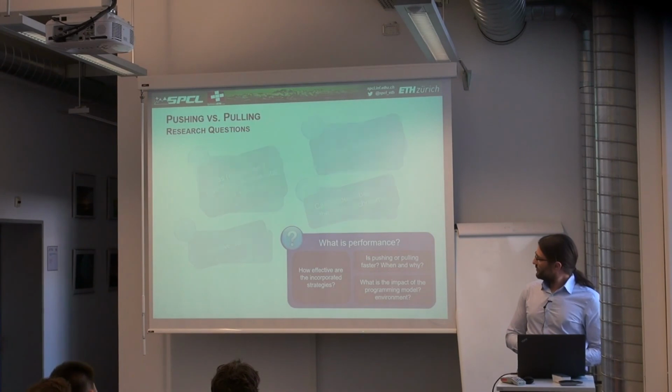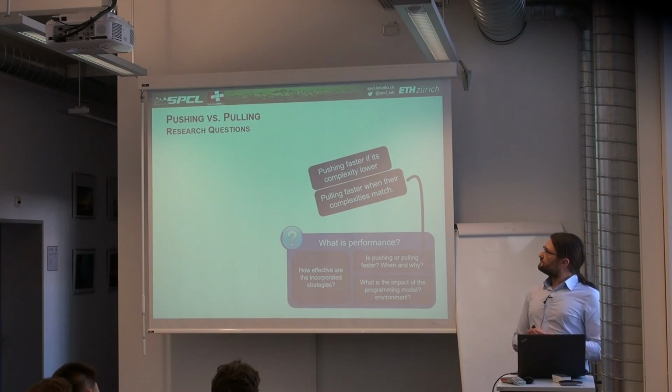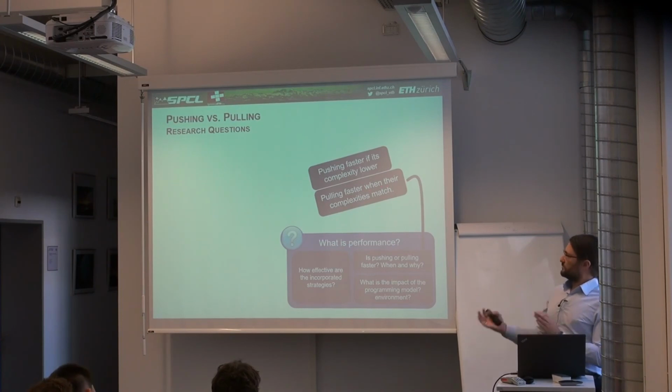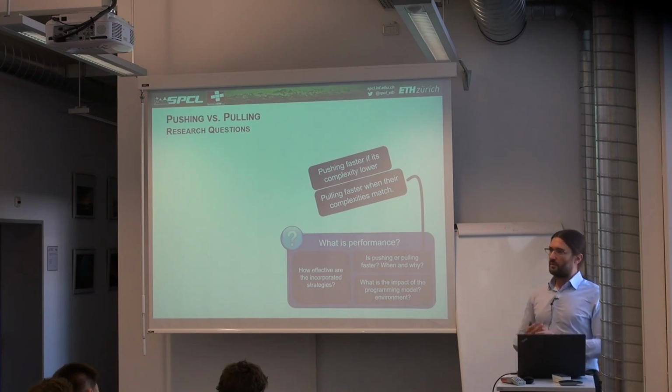And so what's the performance? We have a couple of highlights. Pushing is faster if its complexity is lower, so the empirical analysis follows the complexity results. If the complexity of either the pulling or the pushing is lower, then that variant is also going to be faster. However, if our complexities match, pulling is faster because, again, we have this overhead from more memory accesses.